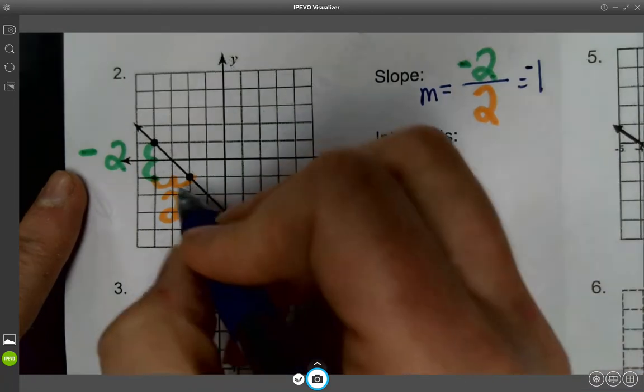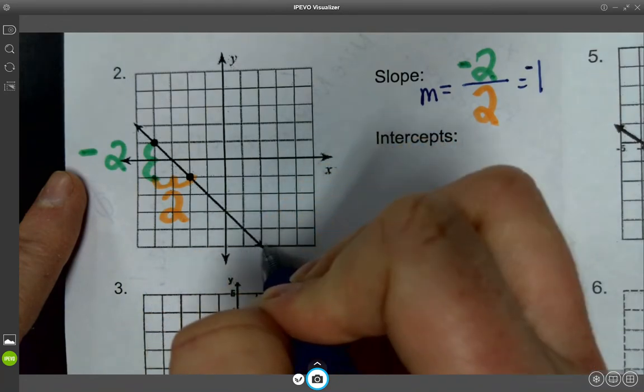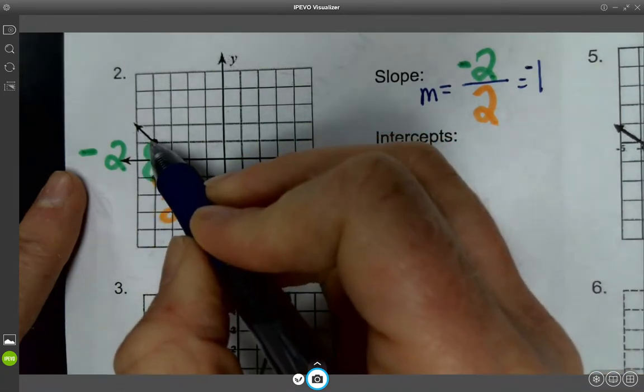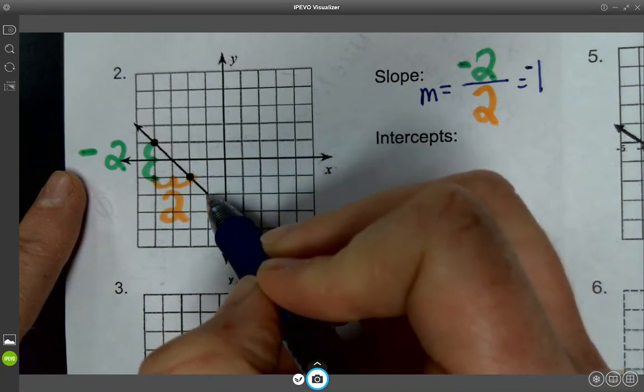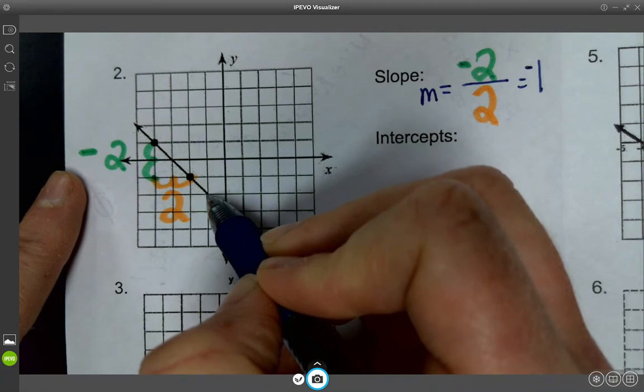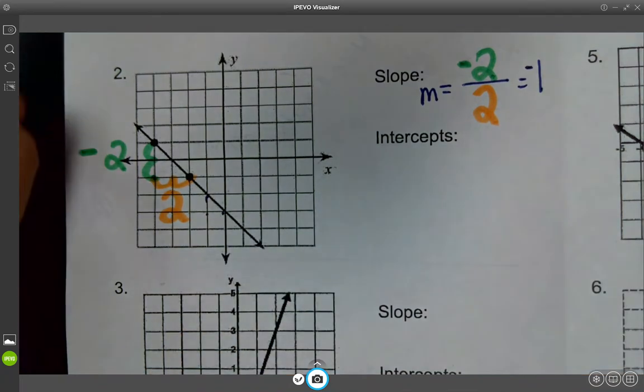So we could do down 1 over 1. See how it's a stair step, down 1 over 1. Or you could do a bigger step, 2 over 2. But if I just go down 1 and right 1, I'm also landing on the line. Down 1 over 1, down 1 over 1, so on.